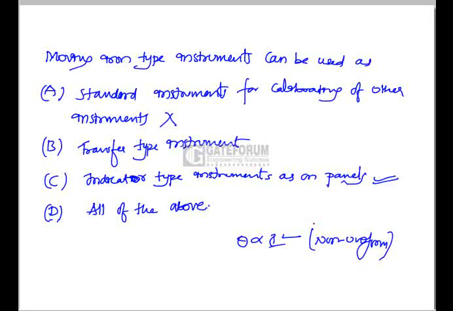Okay, because this non-uniform scale is difficult to calibrate other instruments. If option A is wrong, then option D is also wrong. Option C is indicating type instruments. Since moving coil is an indicating type instrument, as on panels, generally we use it in laboratories for AC measurements. So option C is correct.